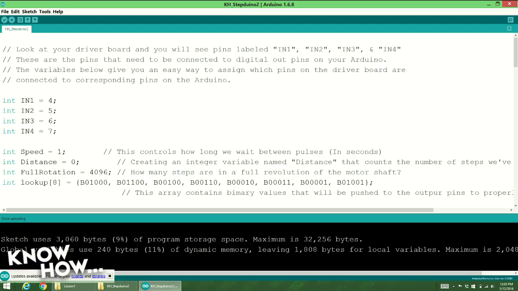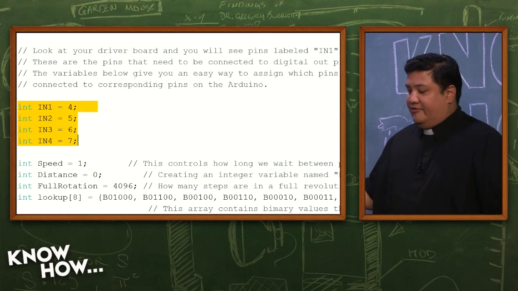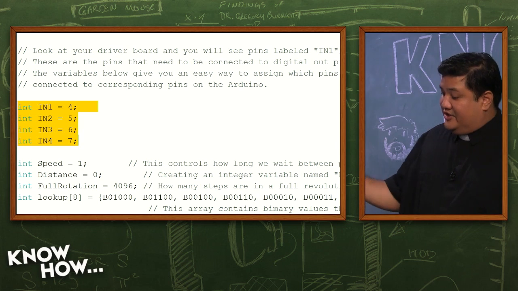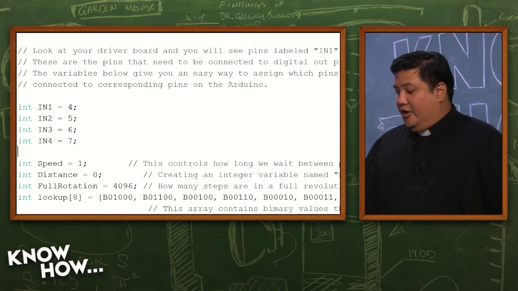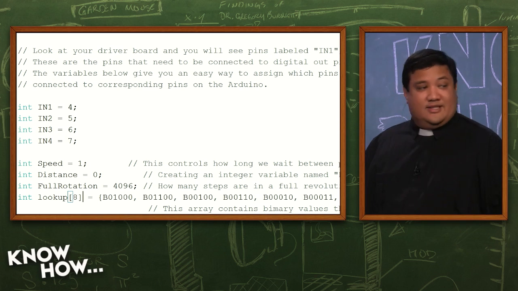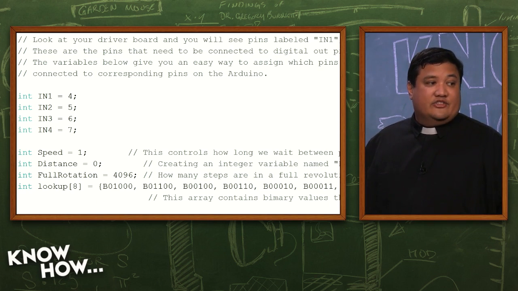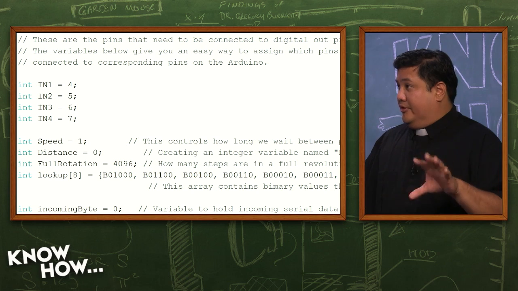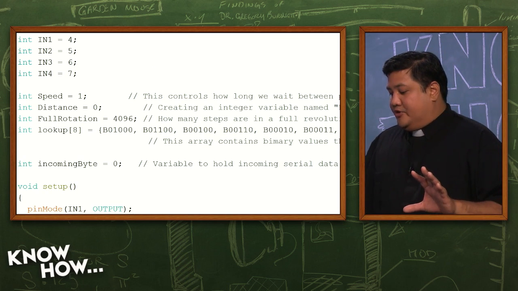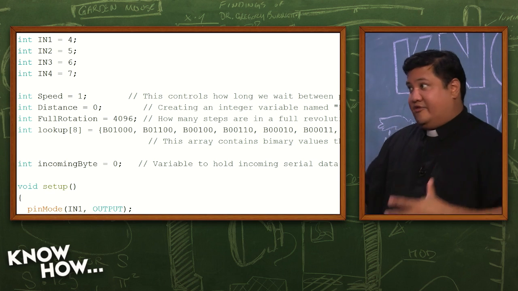So this is basically the code from last week's episode. This allows me to access my Arduino and the driver. I'm telling it IN1 is on 4, IN2 is on 5, IN3 is on 6, etc. It also has all the same parameters I had last time: how fast do I want it to move, the number of rotations, and this little array that gives me the proper sequence to pulse the motor. That part is actually just lifted from last week's project.